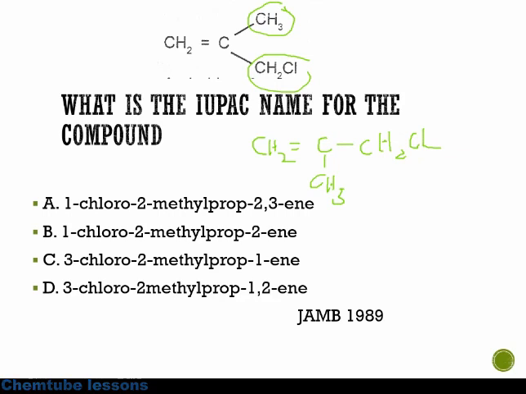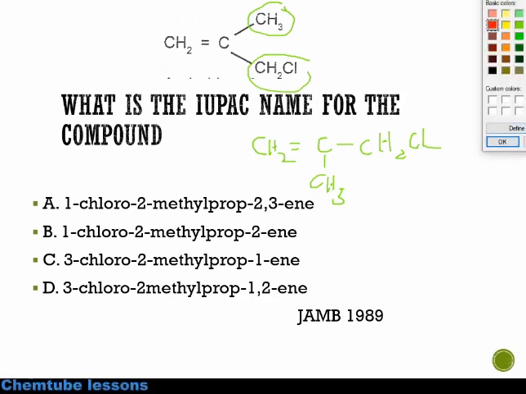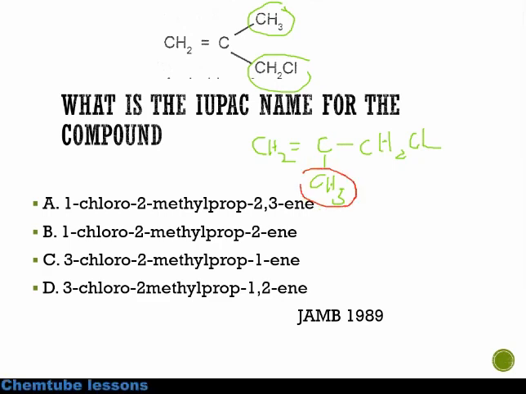So alright, let's circle out our substituents. We have this, which is a substituent, okay, and then let's number now. We'll number from left to right, okay, 1, 2, 3. We are numbering from left to right because we want to give priority to the functional group, which is the double bond. So we have 2-methyl, 1 substituent. We have another substituent here, which is on the 3rd carbon. So we have 3-chloro.